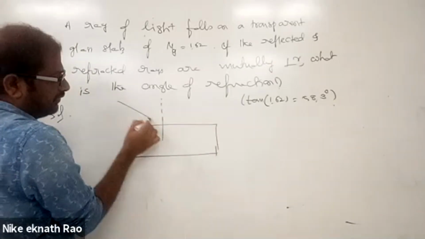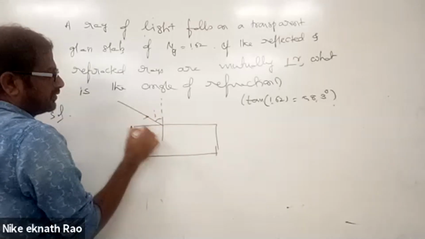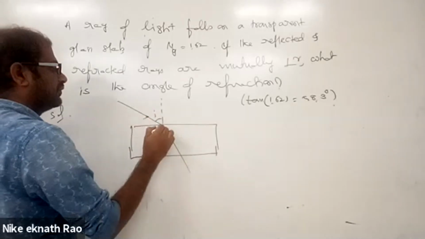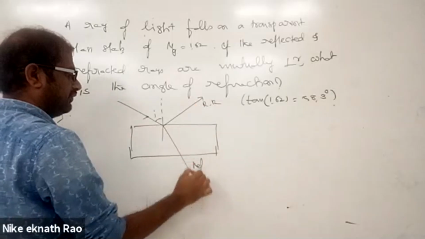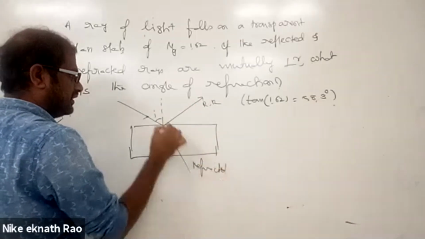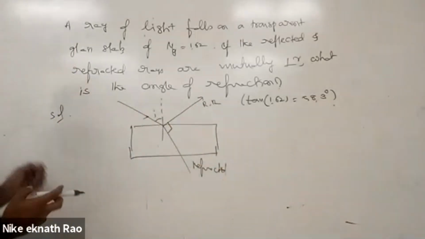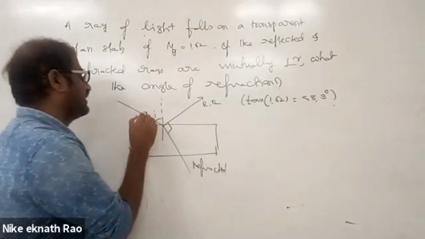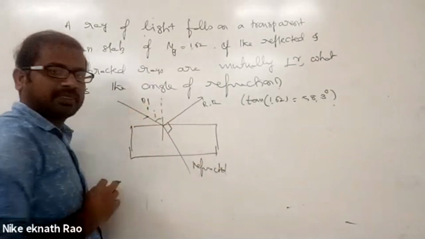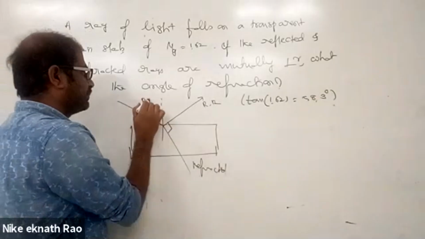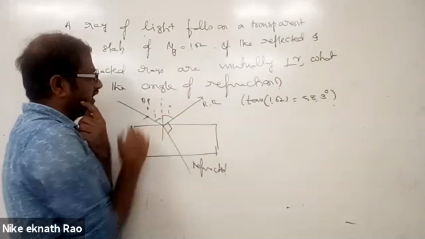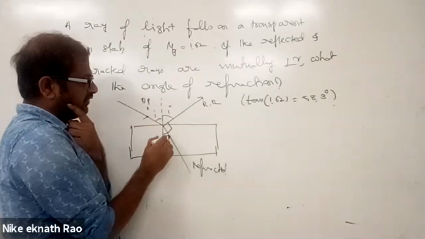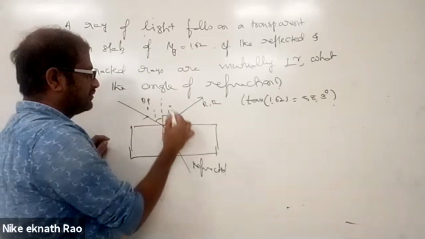See, a ray of light falls on a transparent glass slab with some angle of incidence. This is a refracted light ray. This is a reflected light ray. And you say these two are mutually perpendicular. This only happens when this angle is called what? Polarizing angle. Already we have proved it in the morning. If this is angle of reflection, I is equal to R, so I is equal to I. So this angle of refraction R then becomes this.